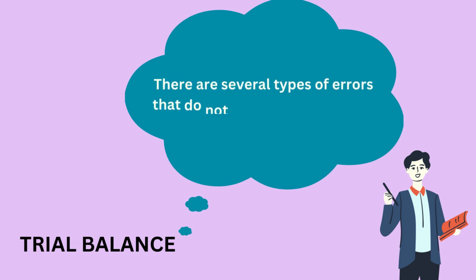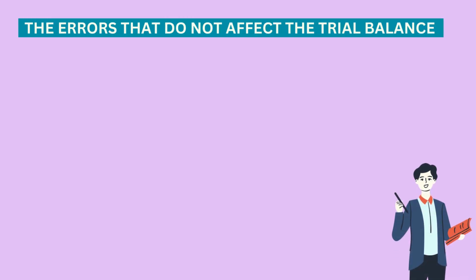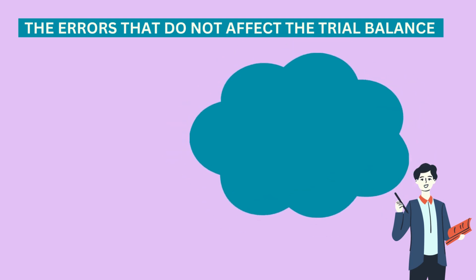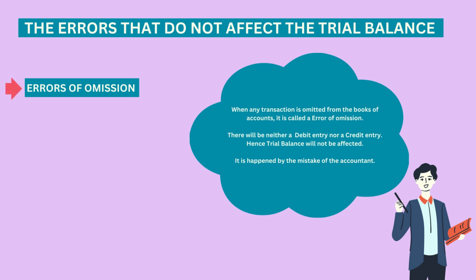There are several types of errors that do not affect the trial balance. As I told, there are several errors that do not affect the trial balance. Come, let's discuss in detail. First one is errors of omission. When any transaction is omitted from the books of accounts, it is called an error of omission. There will be neither a debit entry nor a credit entry. Hence, the trial balance will not be affected. It happens by the mistake of the accountants.